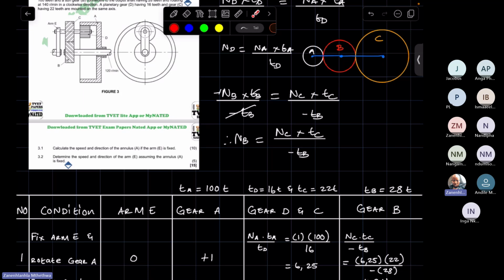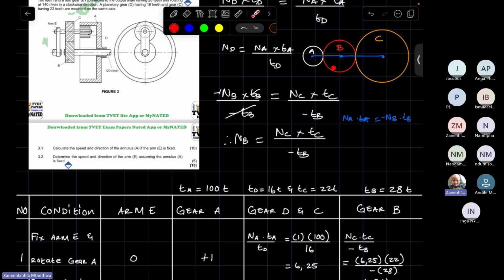In following those steps, the relationship between A and B is that NA is equal to NB times TB. Now you've established the relationship between the two gears. Next, direction of rotation. You've already established that this is going anti-clockwise, so this one will be negative.